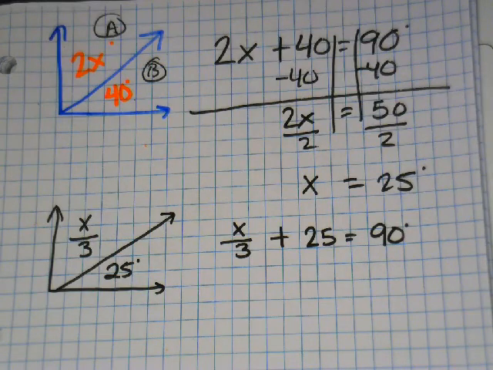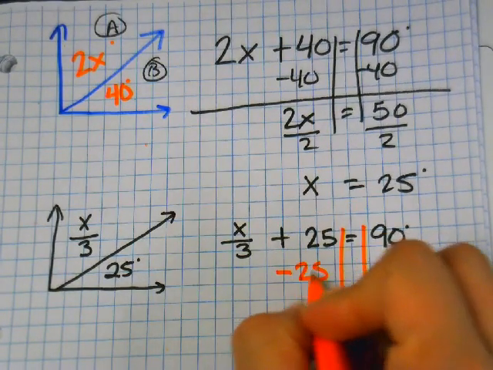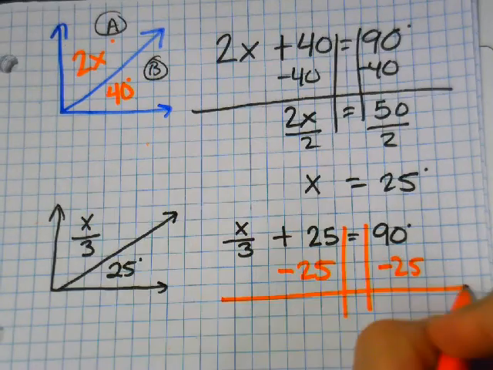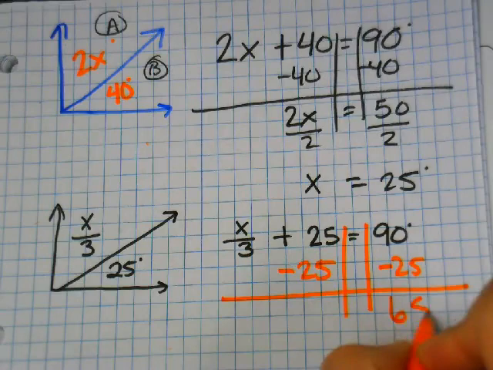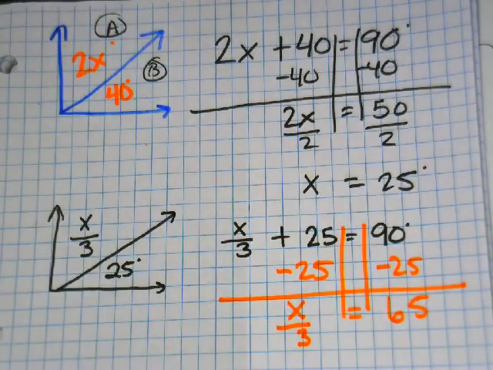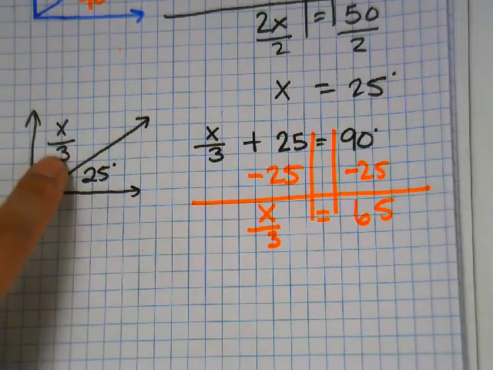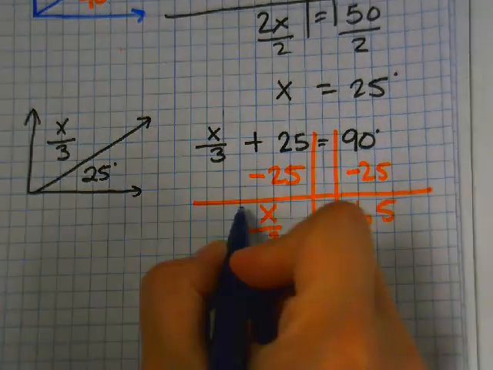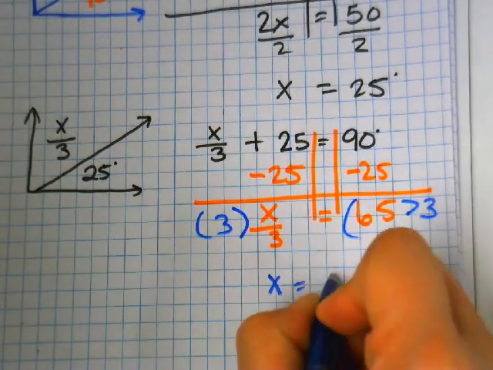What number do I move first? The 25. Does it matter which one I move first? Yes. 65. Good, Anthony. 65 times 3. Oh, so this is an obtuse angle. No. Does that look like an obtuse angle? Is that 185? So x is equal to 195.